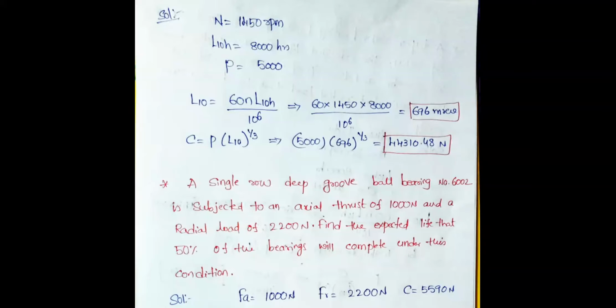So this problem is somewhat different compared to your previous two problems, and this is very important. If you do not understand, please underline the ball bearing number 6002, and the second point, 50% of the bearings. Based on the bearing number only, we get the values of C and C naught, where C is the dynamic load capacity and C naught is the static load carrying capacity. Those two values you can take from the 6002 bearing number.